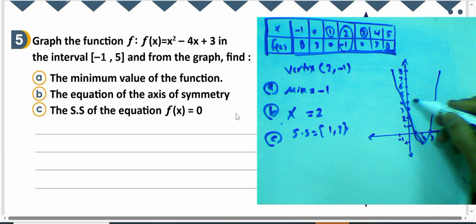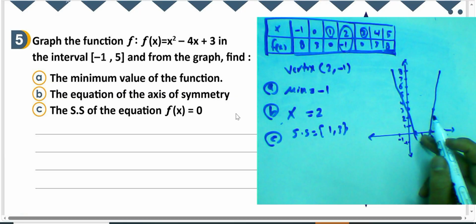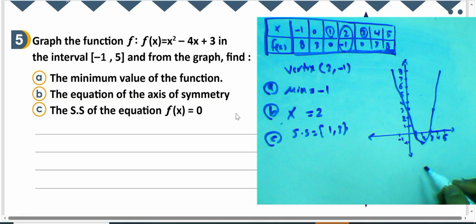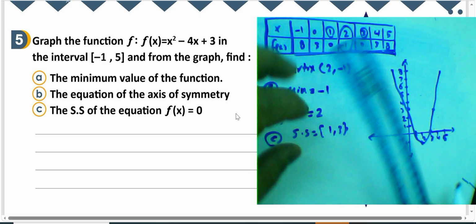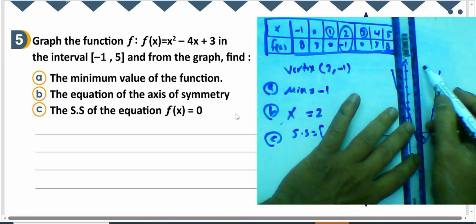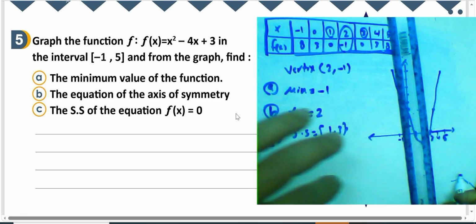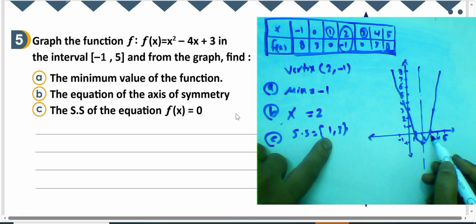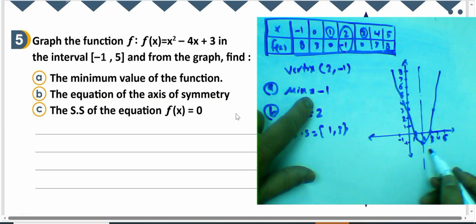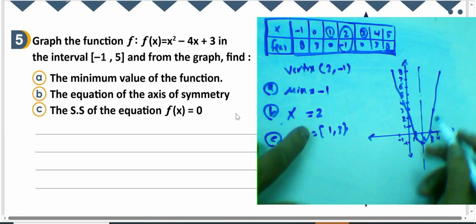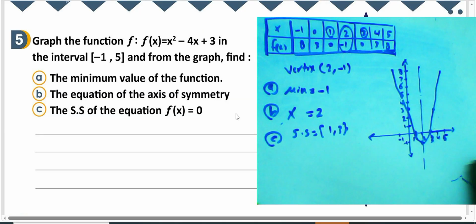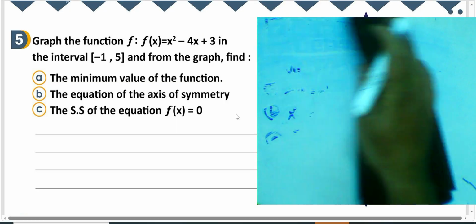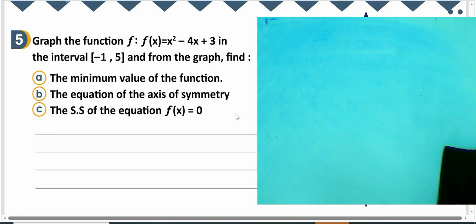Okay, and then draw the curve like this. Okay, this is the solution, and then draw the axis of symmetry like this to finish. So the solution set will be 1 and 3, the minimum is -1, and the axis of symmetry is x equals 2. Understood? Next example.